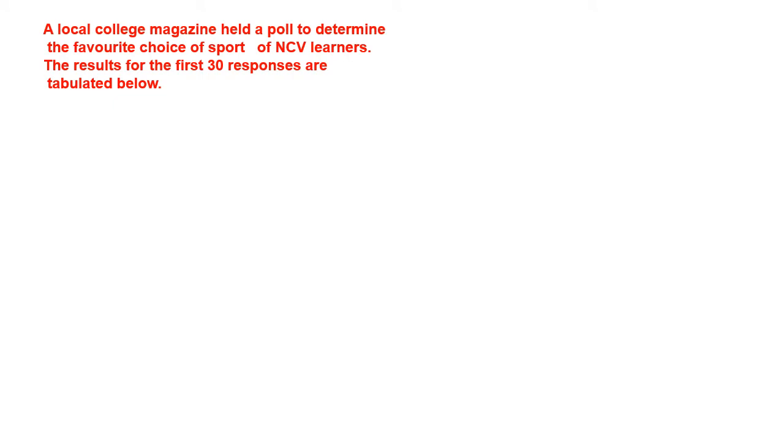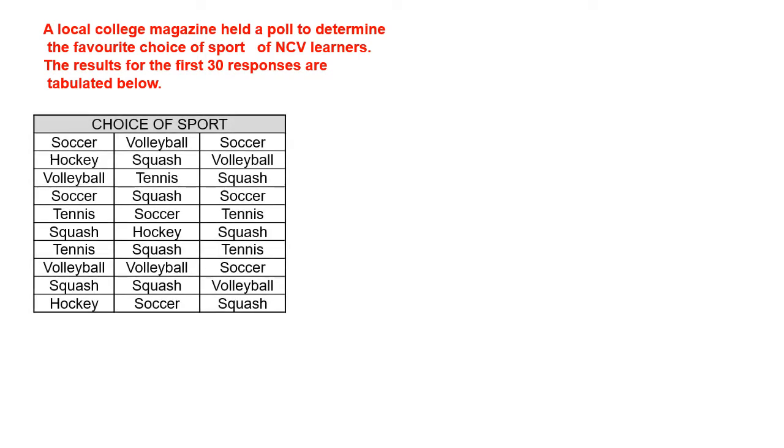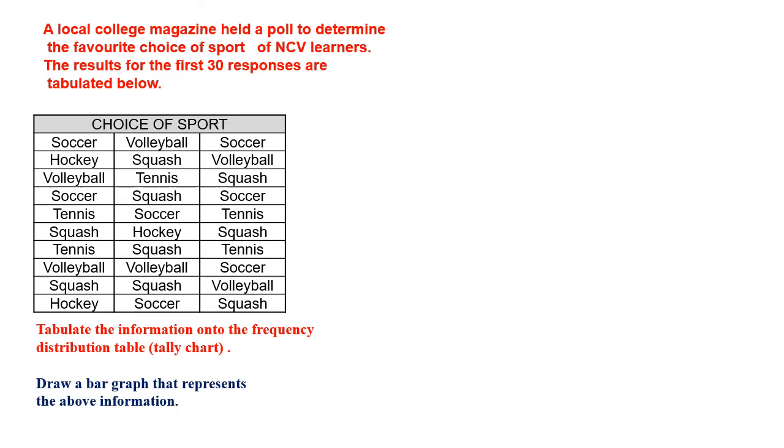An example: a local college magazine held a poll to determine the favorite choice of sport of NCV learners. The results for the first 30 responses are tabulated below. Basically, 30 learners have responded to which sport is their favorite. This has been given in the table below. First question says, tabulate the information onto the frequency distribution table.